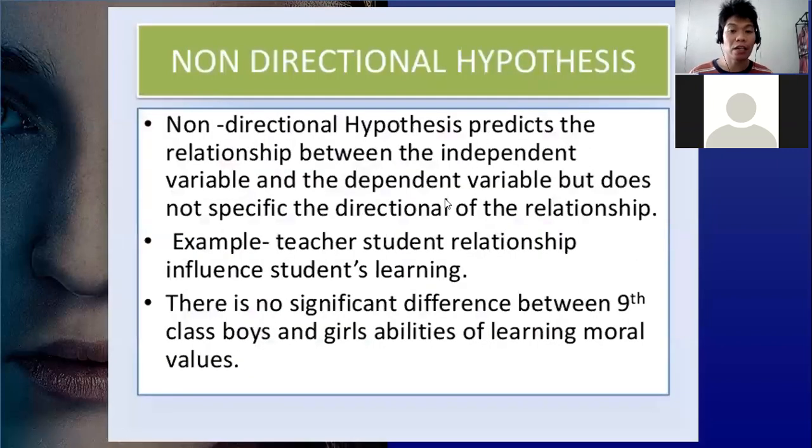We also have non-directional hypothesis. Non-directional hypothesis predicts the relationship between a dependent variable and an independent variable, but does not specify the direction of the relationship. Okay, example, teacher-student relationship influence students' learning, or there's no significant difference between ninth class boys and girls' abilities of learning moral values.